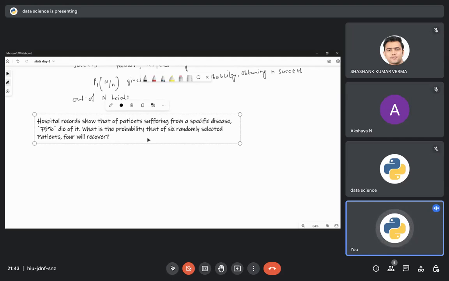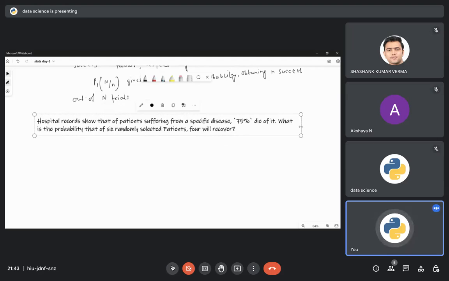Did you understand this question? How many of you understood this question? Tell me. If I talk in COVID terms, let's suppose whoever is getting admitted, there is a 70% chance that the patient will not survive. Then if I select 6 random patients from that hospital, what is the probability 4 will recover? Now, did you understand this question? Yes, sir. Okay, cool.